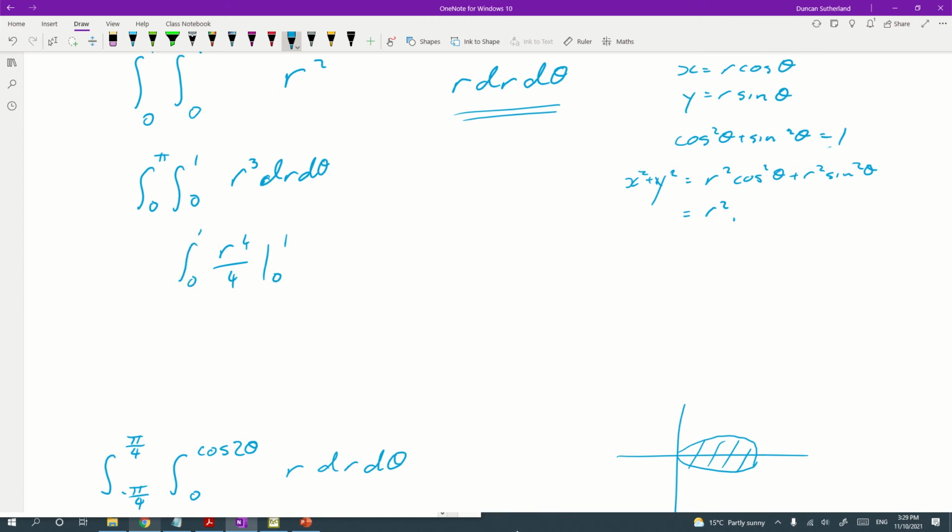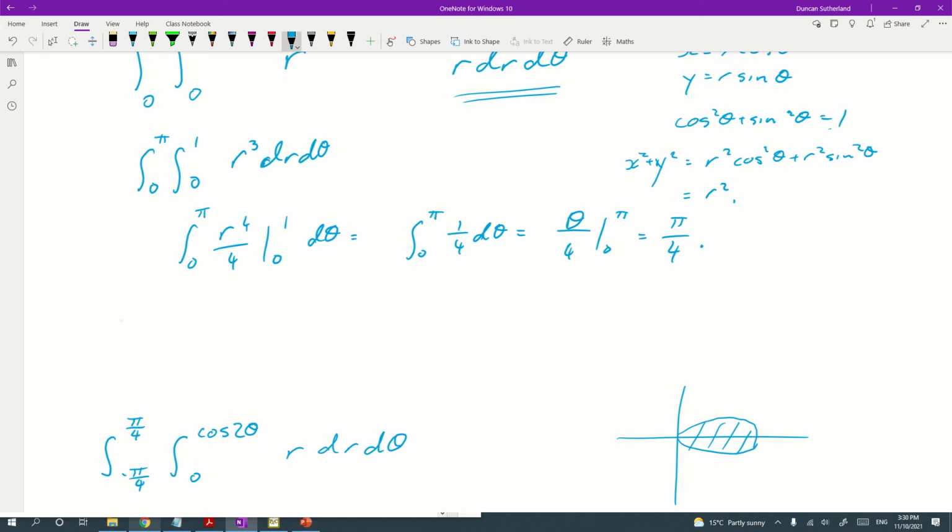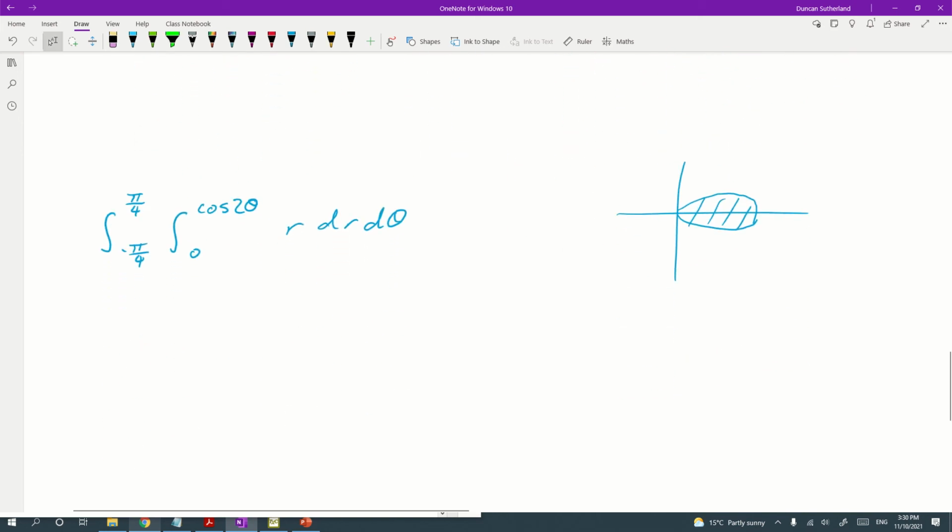We've then got to integrate that with respect to theta, but that's just going to give us the integral from 0 to pi of 1/4 d theta, like so. And when we integrate with respect to theta, we're going to get theta on 4 between 0 and pi. So that whole thing just works out to be pi on 4. Okay, so that's one example.